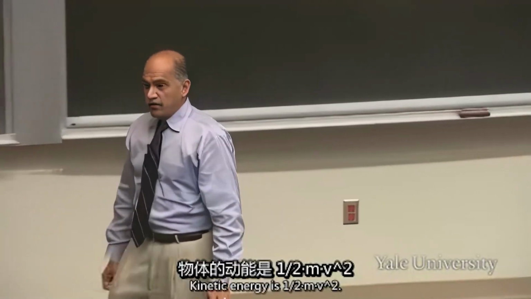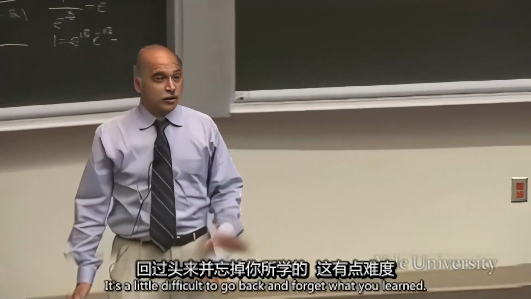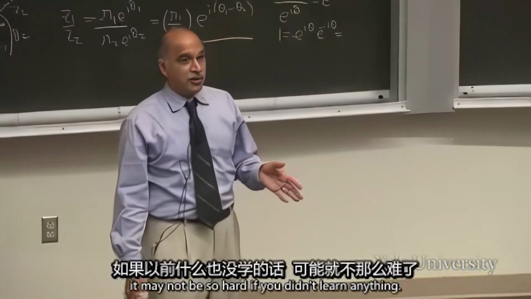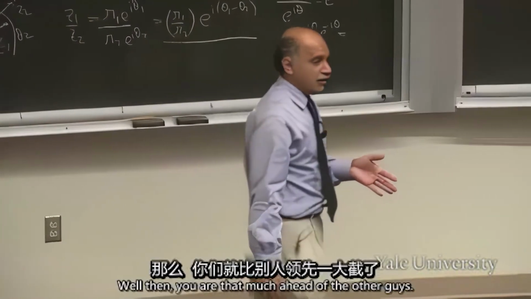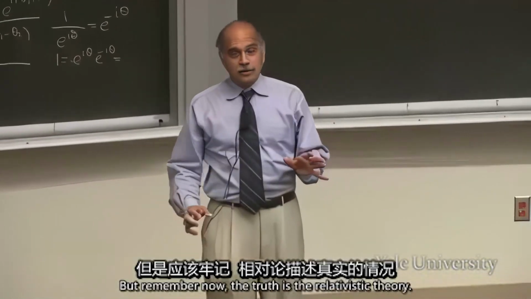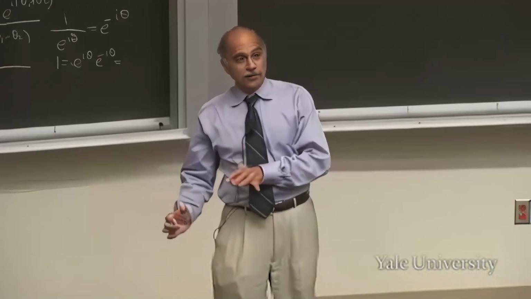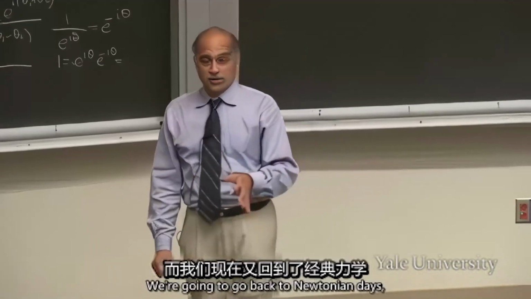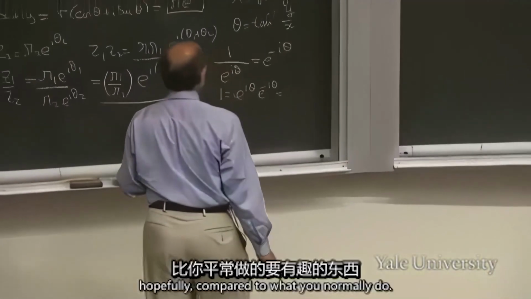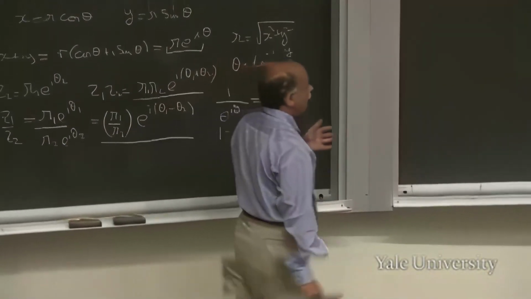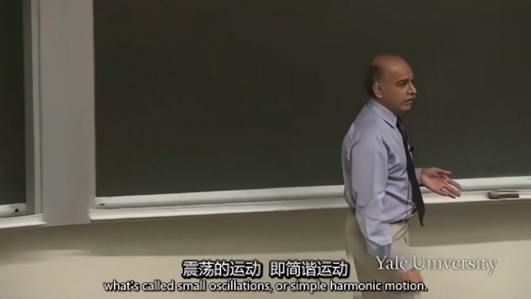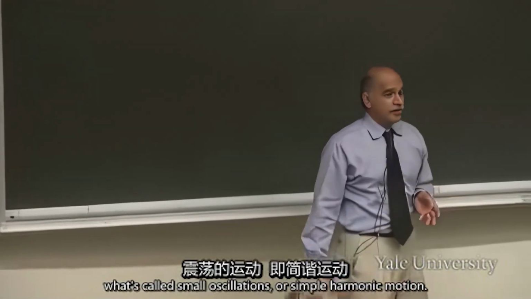Kinetic energy is 1/2 mv squared. So it's a little difficult to go back and forget what you learned. On the other hand, for some of you, it may not be so hard. If you didn't learn anything, then you are that much ahead of the other guys. Okay, but remember, the truth is the relativistic theory, but we're going to go back to Newtonian days. And the reason we do it that way is to give you something interesting, hopefully, compared to what you normally do. So what we're going to study now is what's called small oscillations, or simple harmonic motion.